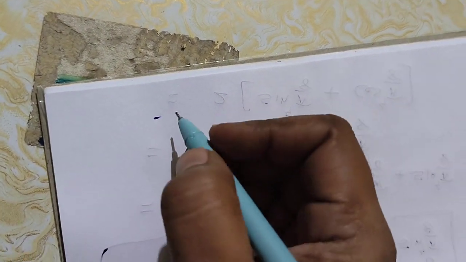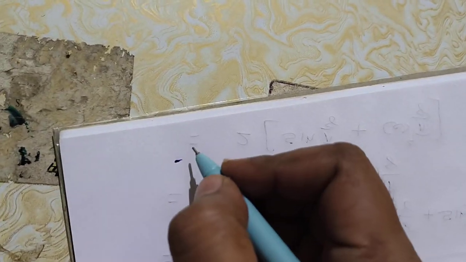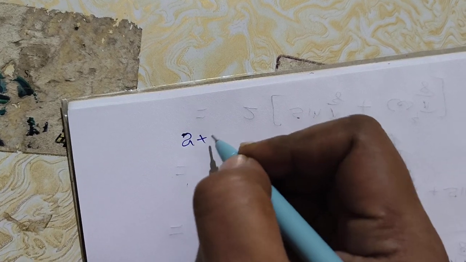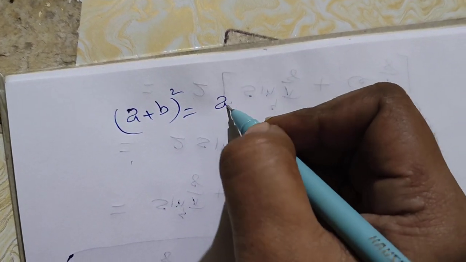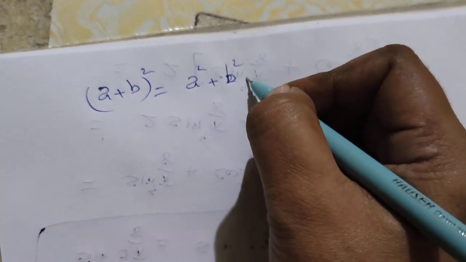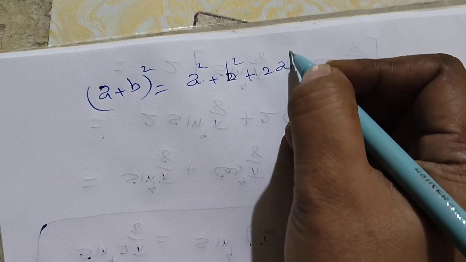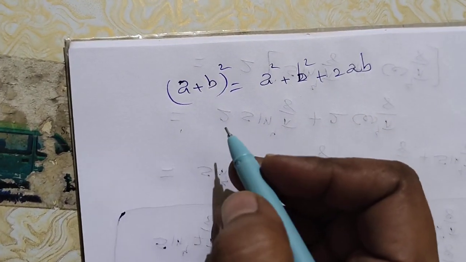Here we are taking one formula. (a + b) whole square is equal to a square plus b square plus 2ab. Yes, this is our general formula.